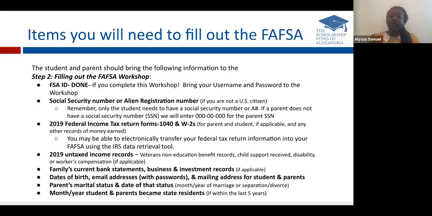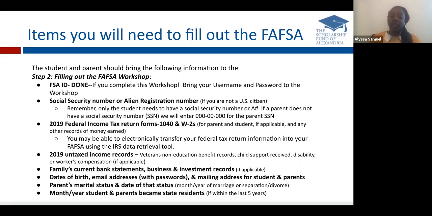In order to fill out the FAFSA, you and your parent should bring the following information. You should bring your FSA ID, along with your parent's FSA ID, username, and password. You should bring your Social Security number or alien registration number. If your parent does not have a Social Security number, but you do, your parent will just enter in 9 zeros when they are asked to provide their Social Security number. You will still be able to complete your FAFSA.